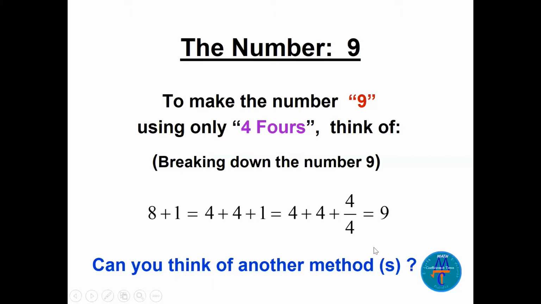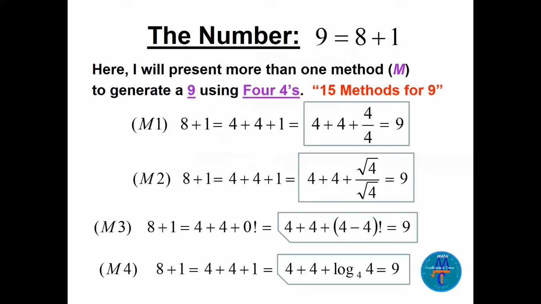Now, the trick here is, can you think of another method or methods? Yes, we can. Okay, I will show you the first 4 methods. See, the method I have shown you here, this one here, is method number 1. Now, I will show you 15 methods for the 9 to make 9 using 4 fours. This is number 1, I have explained already.